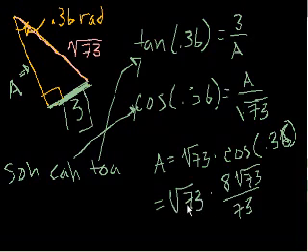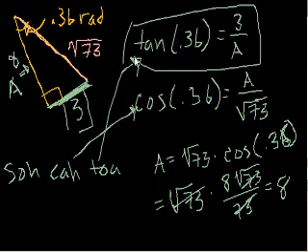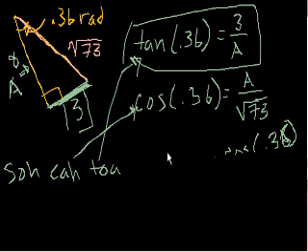And solving for this, once again this square root of 73 times this square root of 73 is equal to 73. And then divided by 73, these all cancel out. How convenient, huh? And you get 8. So the adjacent side is equal to 8. And so if we had solved for A here using the tangent function, we should have also gotten that the adjacent side is equal to 8.